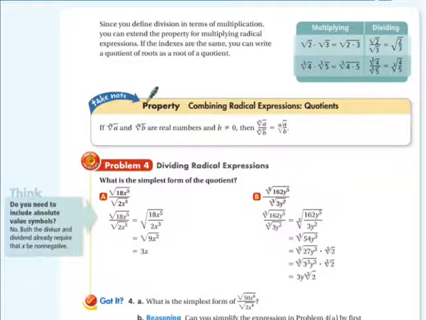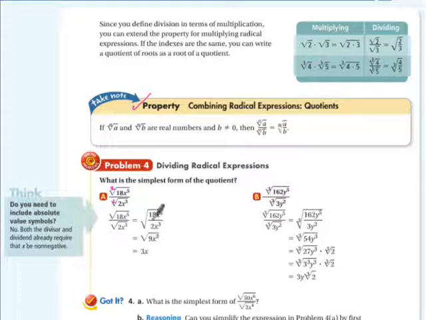Here's the property: if the nth root of a and the nth root of b are real numbers, then the nth root of a over the nth root of b is the nth root of a over b. Again, we need the index to be the same, and if it is, we're good to go. So here, this is a square, this is a square, so we can combine them into one fraction.